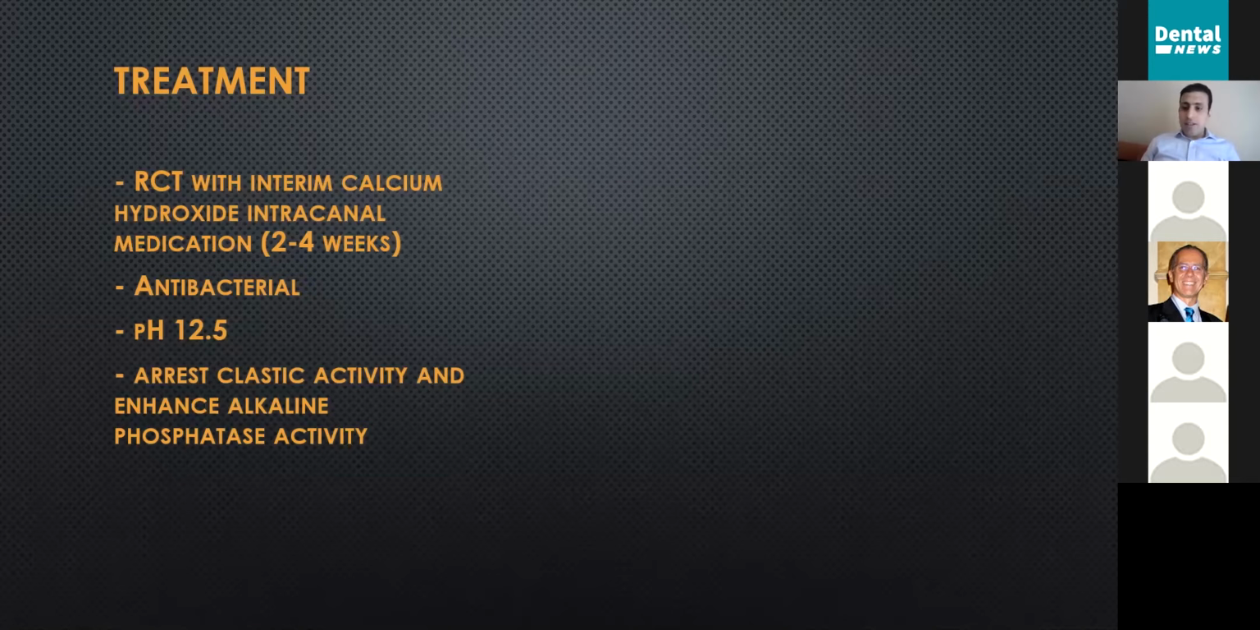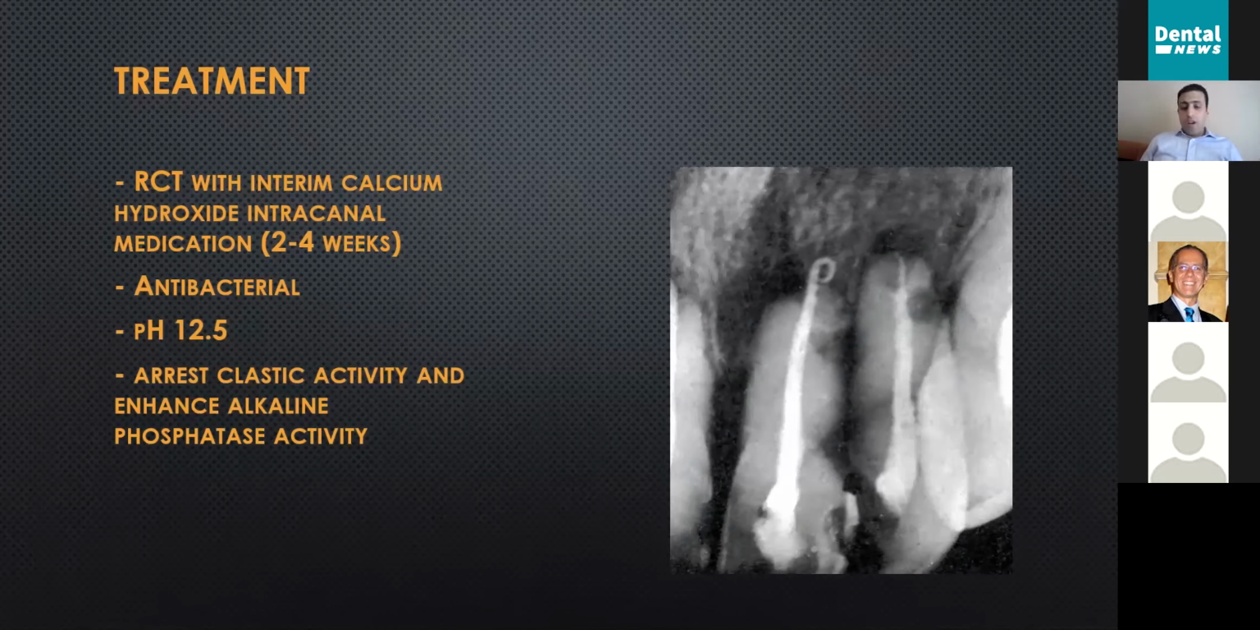And in these cases, unfortunately, the literature has shown that root canal treatment without the calcium hydroxide can have a negative impact, because root canal treatment on its own sometimes cannot be successful. As you can see in this case, probably the root canal at the time of treatment was properly done, but the resorptive process didn't arrest or didn't stop. So that's why, trying to do our best in these cases, intracanal medication is recommended.